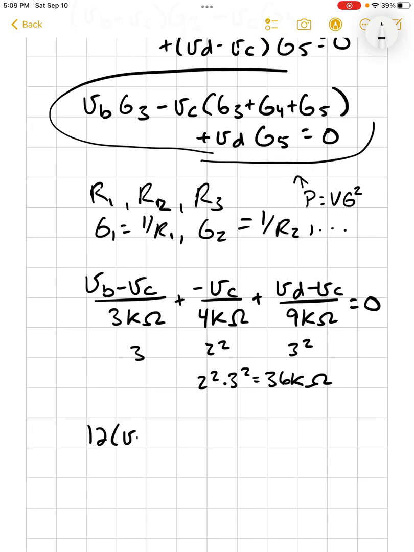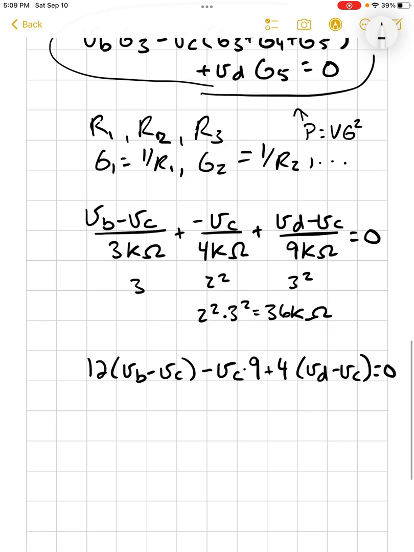That's going to give me 12 times (VB minus VC) minus VC times 9, because 36 divided by 4 is 9. And then 36 divided by 9 is 4, so I'm going to have plus 4 times (VD minus VC). I'm going to rearrange and combine like terms. So that gives me 12 VB, and then we're going to have minus 12, minus 9, which is minus 21, minus 4, so we've got minus 25 VC, and then the last term is plus 4 VD, and that's equal to 0. Okay, this is equation 2.